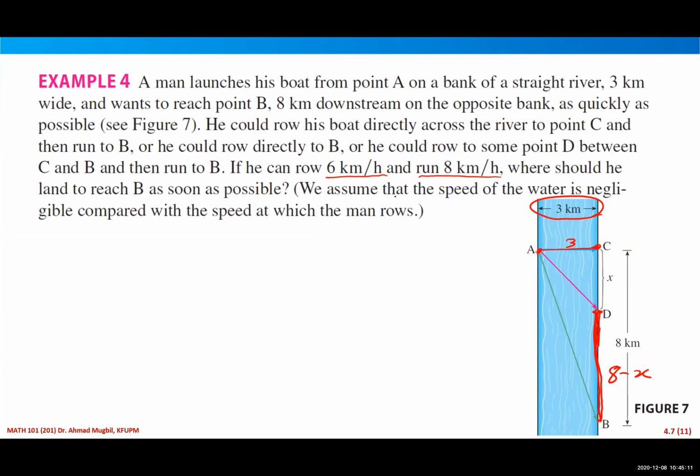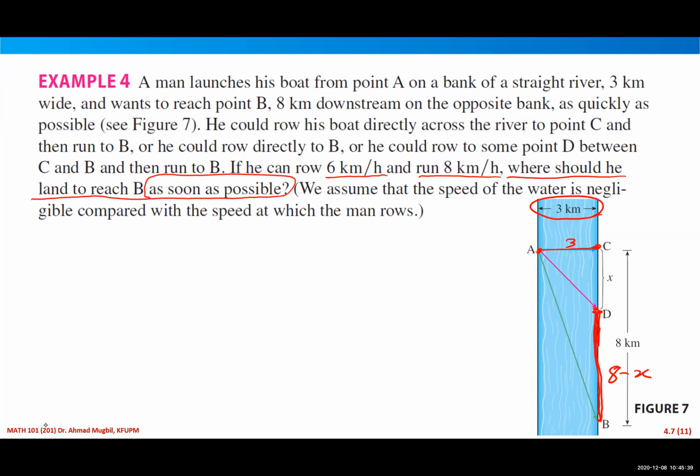So the question is, where should he land to reach B as soon as possible? What we want here, do we want to maximize or minimize? Minimize. Minimize what? The time, as much as possible. So what is the best point that he will reach here, and then he will run? Now we should focus on the time, how to find the time.